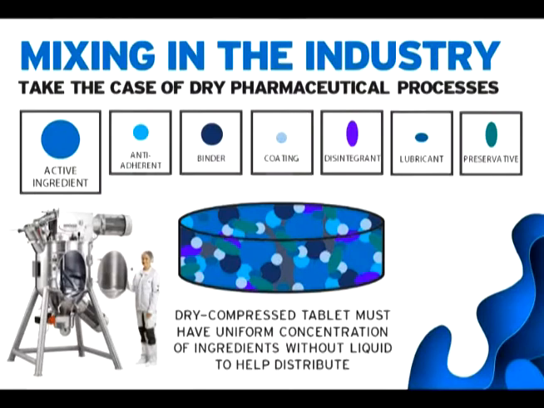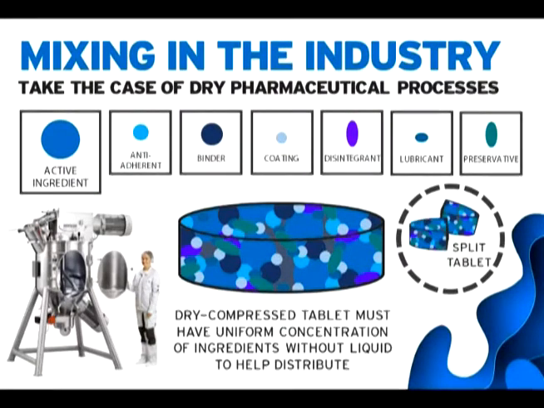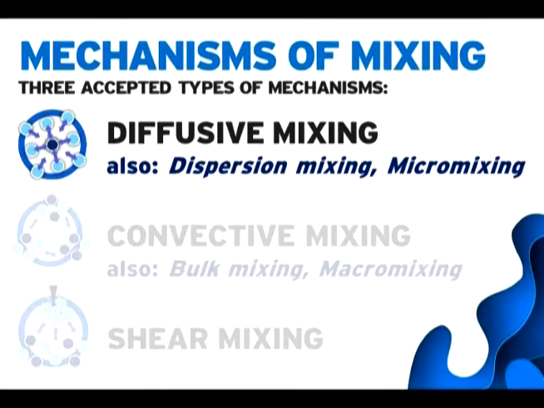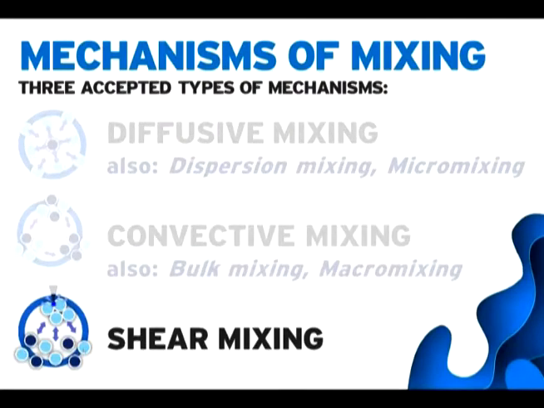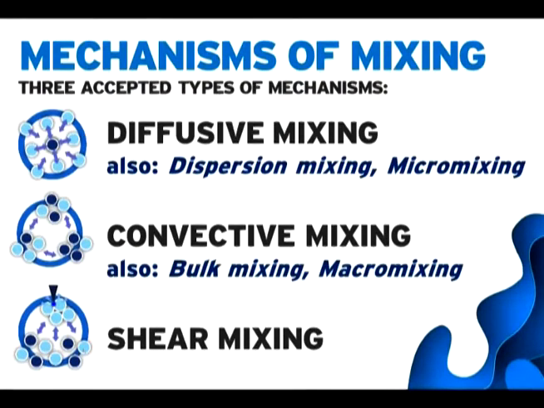All these components have to be uniform across the tablet to ensure that the drugs are efficiently delivered, or in cases where only a portion of the dosage is required, the drug can be portioned and still be effective. So, how do we describe what happens when all these solid components are mixed? There are three accepted mechanisms for how solids are mixed. We have dispersion, convection, and shear. Since we have already illustrated the case of singular particles, let's begin with diffusive mixing.